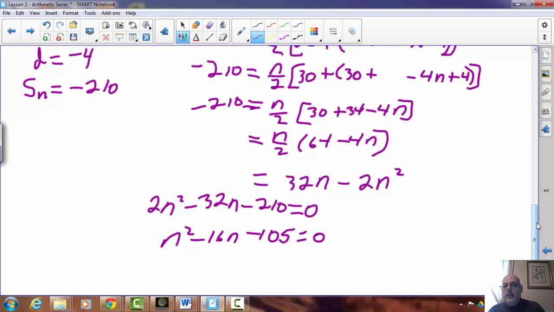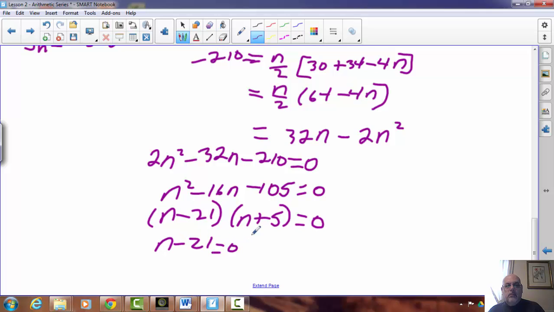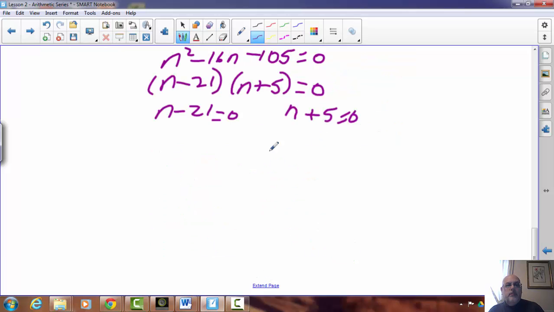Now we have to do what everybody's favorite thing is. We have to factor. The factors are n minus 21, n plus 5, n plus 5 equals 0. So n equals 21, n equals negative 5.